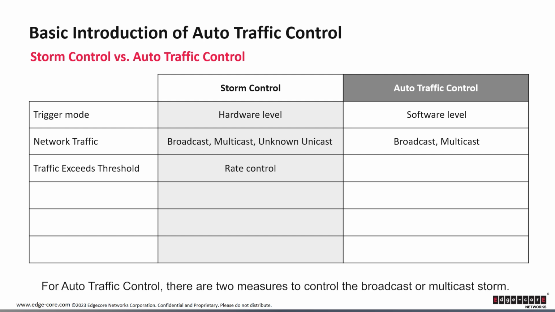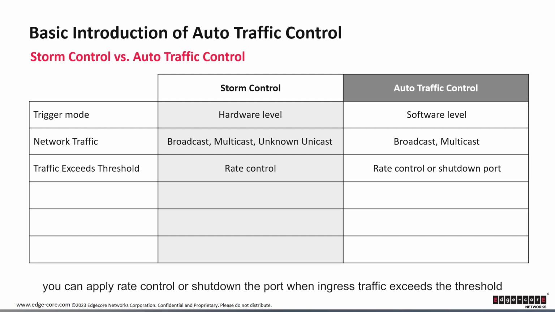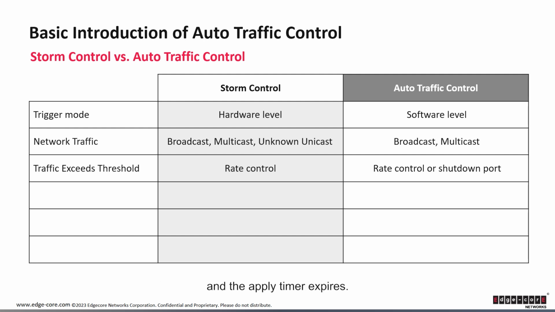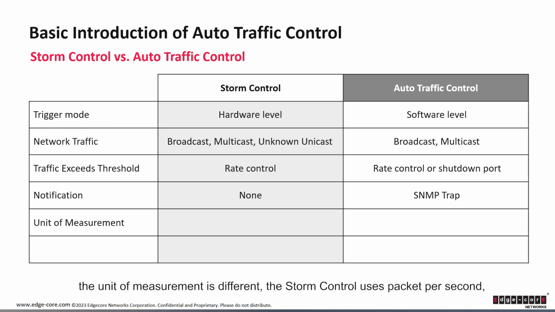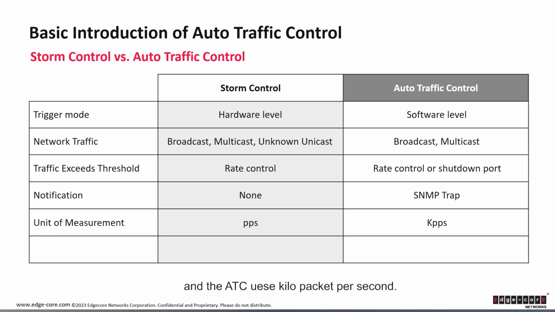For auto traffic control, there are two measures to control the broadcast or multicast storm. You can apply rate control or shut down the port when ingress traffic exceeds the threshold and the apply timer expires. Fourth, there is no notification for storm control while auto traffic control provides 4 kinds of SNMP traps. Fifth, the unit of measurement is different. The storm control uses packets per second, and the ATC uses kilo packets per second. The last one: the storm control can apply on normal ports or trunk, while the ATC can only apply to normal ports.